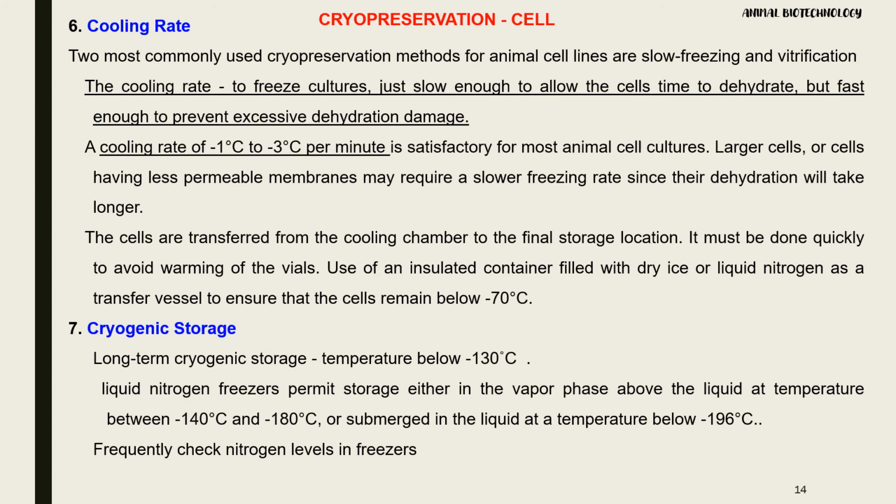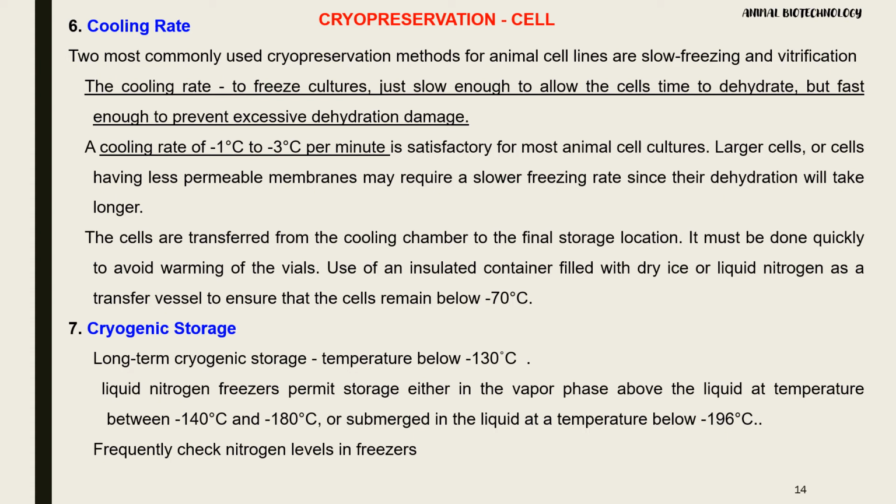Slow freezing and vitrification are used as the common cryopreservation methods for most of the animal cells. Both these methods have been discussed in detail earlier, stating their advantages and differences. In case of slow freezing, a cooling rate of -1 to -3 degrees centigrade is found to be satisfactory for most of the cell cultures. However, it needs to be standardized based on cell type.